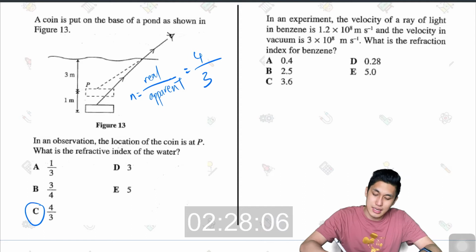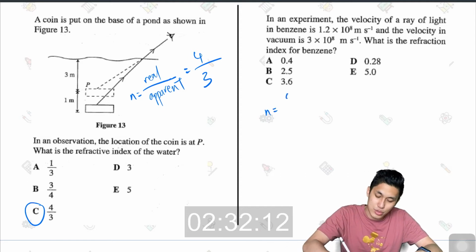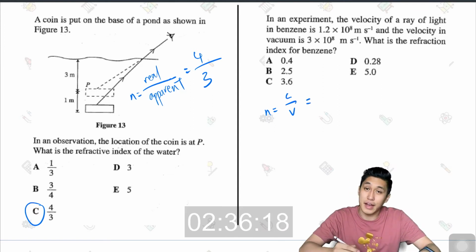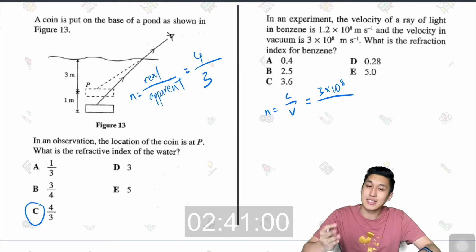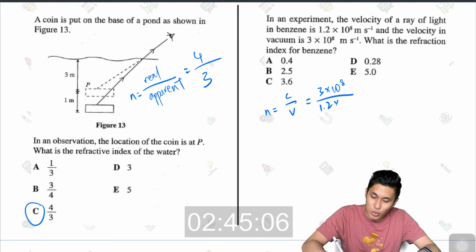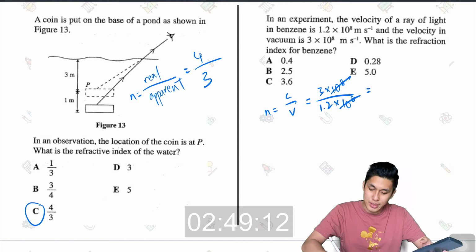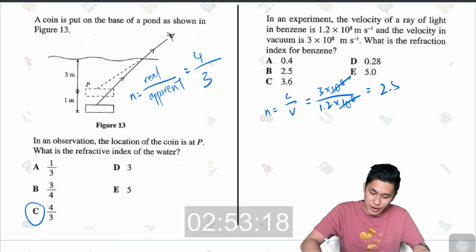Again, this is another formula for refractive index, which is N is equal to C over V, whereby C is the speed of light in vacuum, so that is 3 times 10 to the power of 8, and V is the speed of light in whatever it is. So in this case, in benzene, 1.2 times 10 to the power of 8. So these two can cancel out. So it's 3 divided by 1.2, that's 2.5.